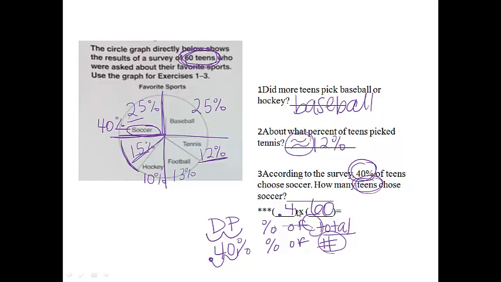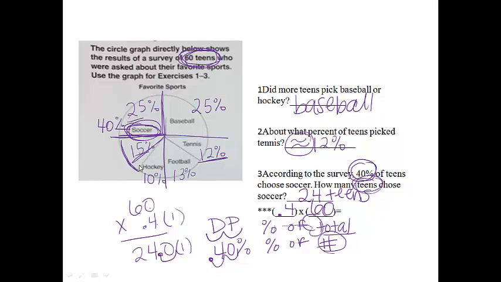So 0.4 times 60. Come over here. Multiply it together. 4 times 0. 240. Is that reasonable? No, because how could I have 240 if I only have a total of 60? So I know I missed my decimal. So I move 1 decimal in my answer. So I know that 24 teens chose soccer as their sport.